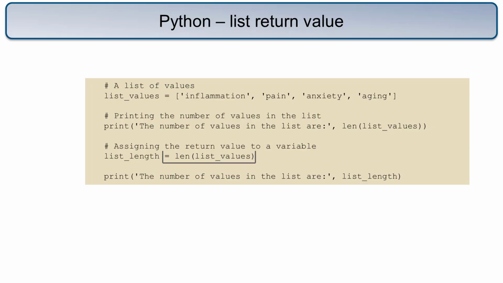One can also assign the return value from the function to a new variable and then operate on this variable instead. Like in this example, where the variable list_length is assigned the function call to len. The len function will return the number of objects in the variable list_values, and this number will be assigned to the variable list_length.